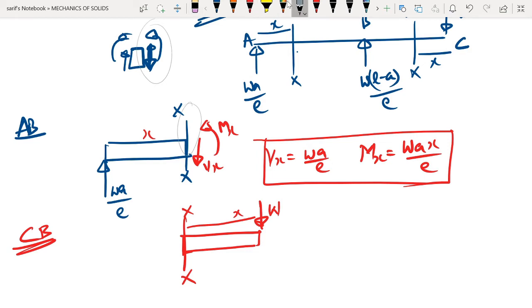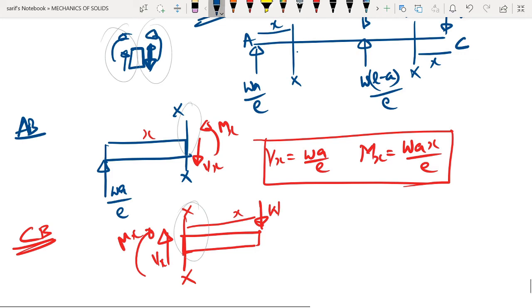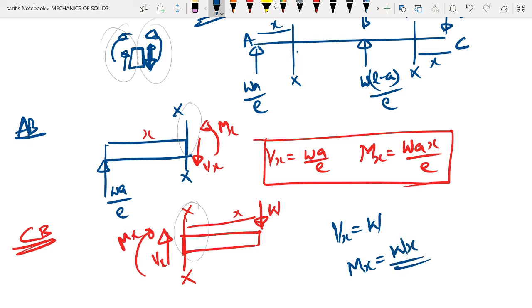In this case, if you look, this is the side that we are having, so we will be taking these directions. If you draw the directions, this will be Vx and this will be Mx. Applying the equilibrium equations, we will get Vx equal to W, and Mx equal to minus Wx. So these will be the expressions for the region CB.